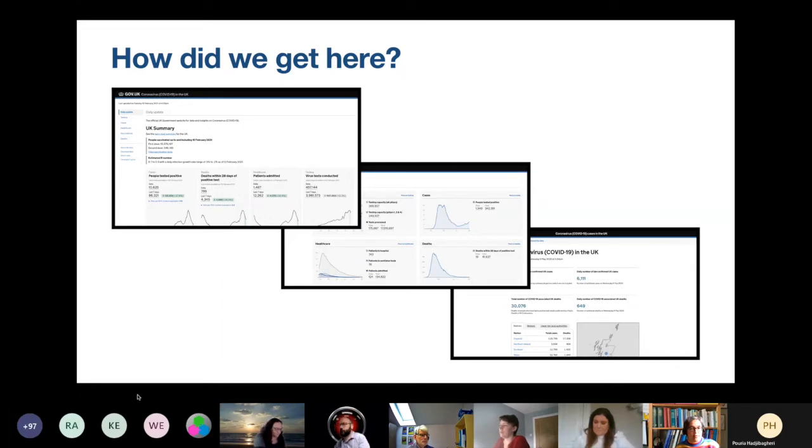And then the final version you can see on the top left there is almost the current version. Actually, since we took that screenshot, it's changed a little bit in that we now have the vaccination data presented in a waffle chart across the top. But this version that you can see there, we launched in October, and this had mapping capability, so looking at data down to middle super output area level, which is very popular, and the postcode search, so people could find data local to them.